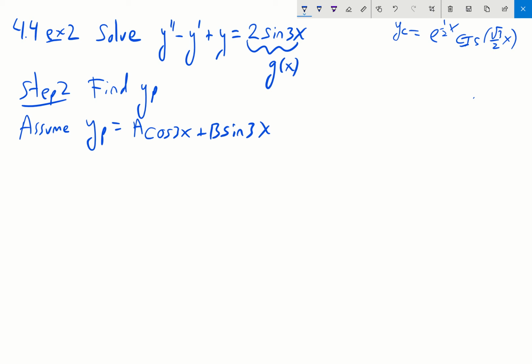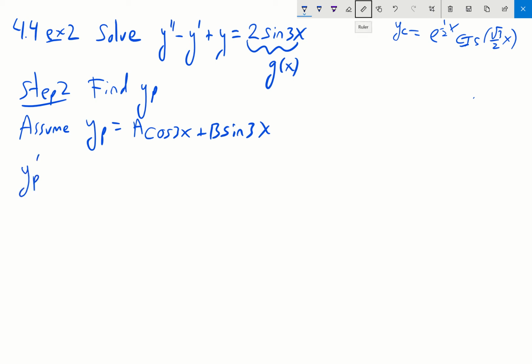So let's assume that this is going to be our particular solution, and our goal is to solve for those undetermined coefficients a and b, such that y sub p will be a solution to this differential equation. In order to plug this into the differential equation, we need both y prime and y double prime.